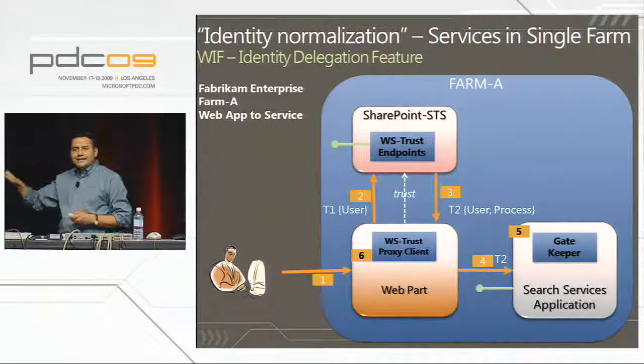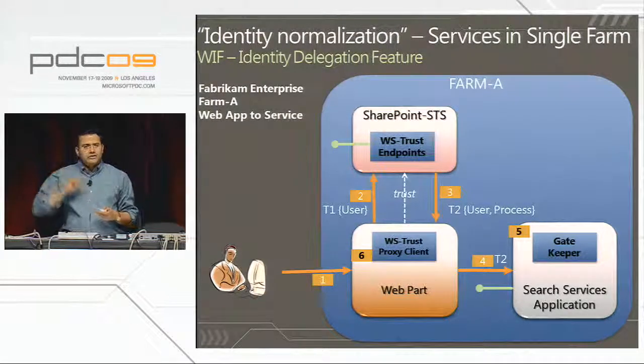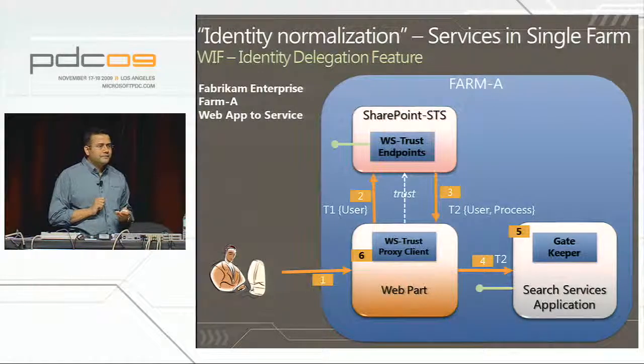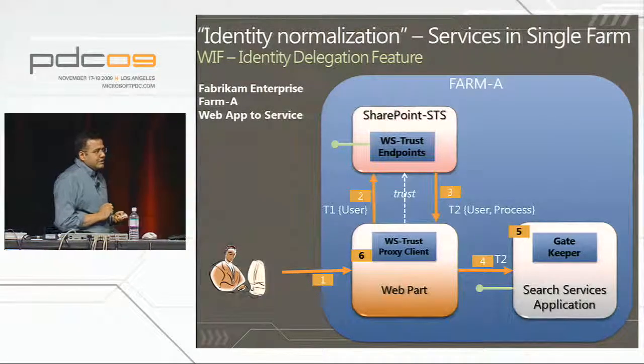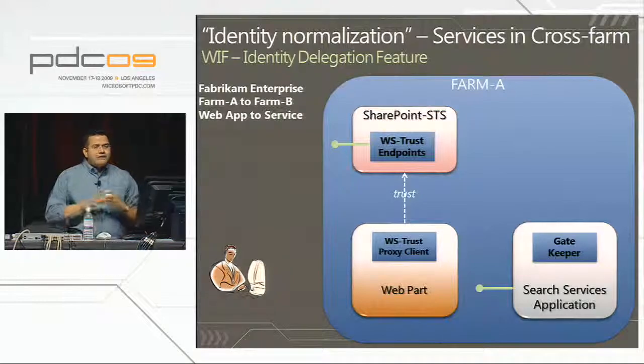So that's the 6-leg process that happens behind the scenes when you have a web part that is connected to the shared service at the back end, and you basically click that web part. Okay? Let's go to another scenario where I have two forms.